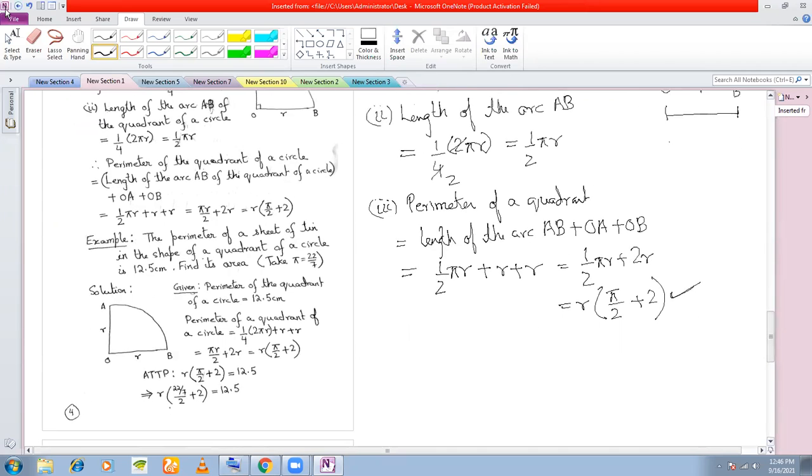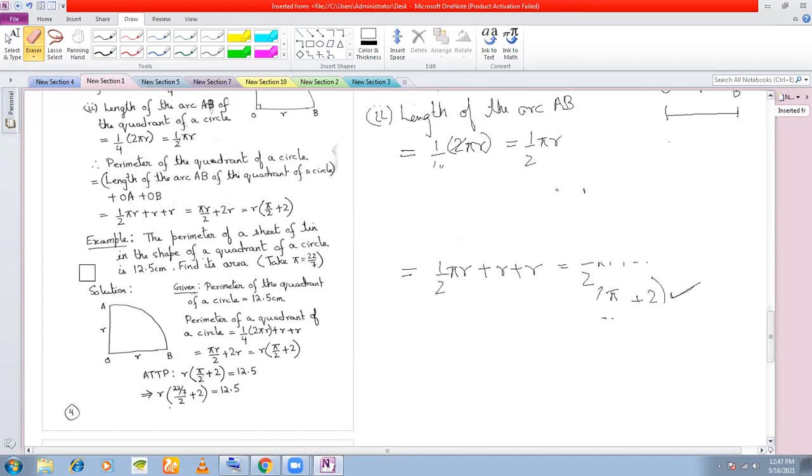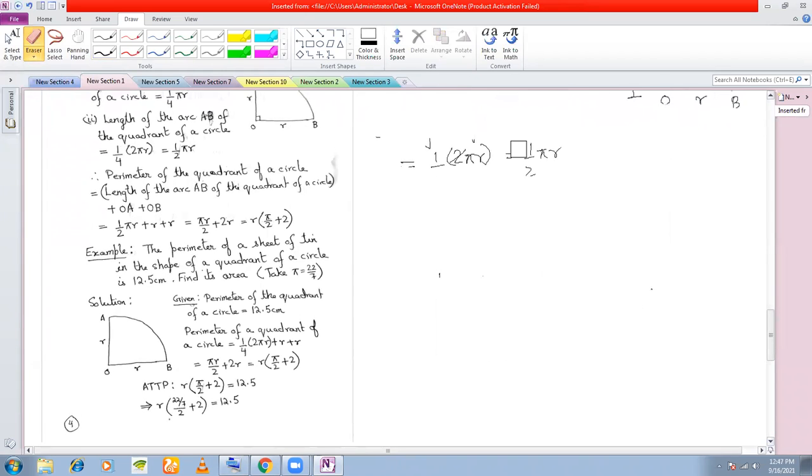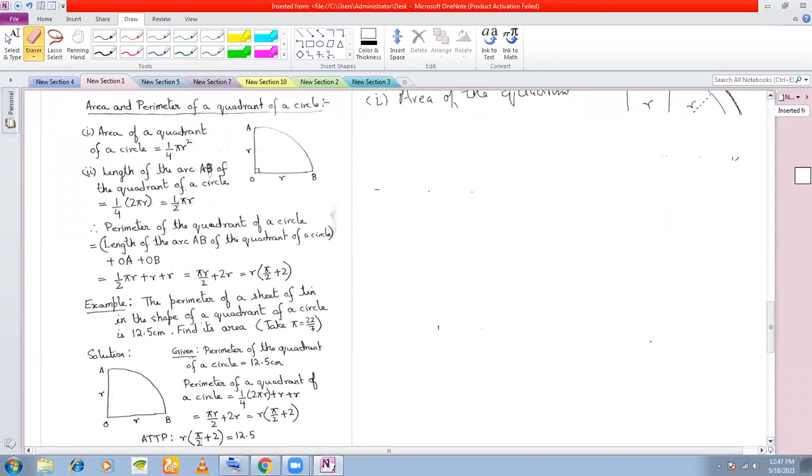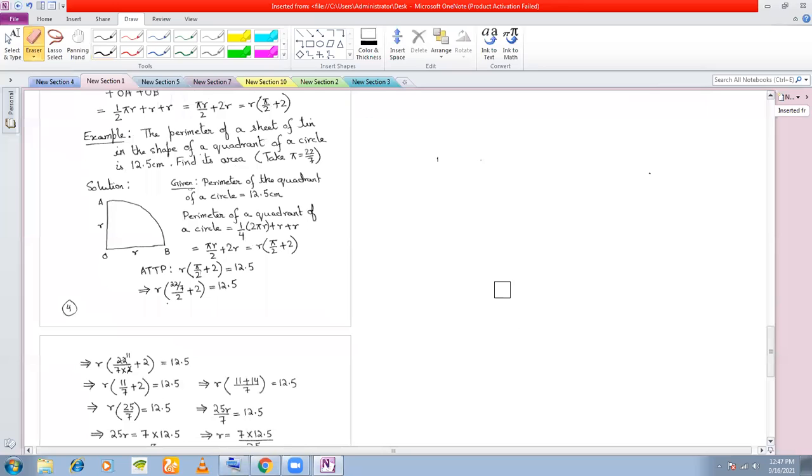Let's move on to the problem or example that I have given you. Look at this. The perimeter of a sheet of tin in the shape of a quadrant of a circle is 12.5 centimeter. Find its area. The perimeter of this quadrant is given to you. Okay.